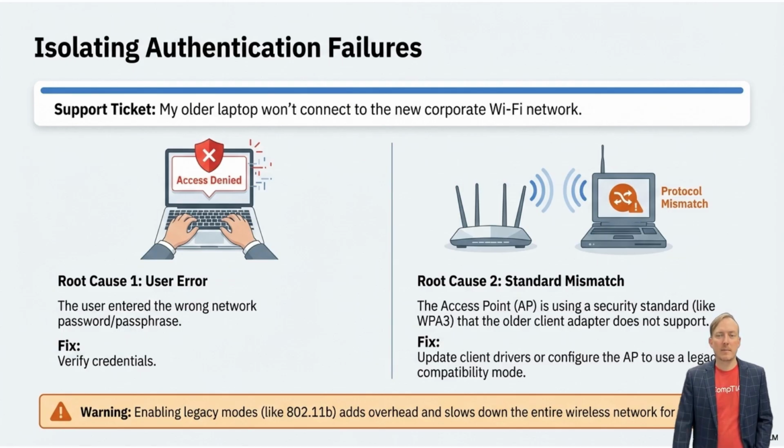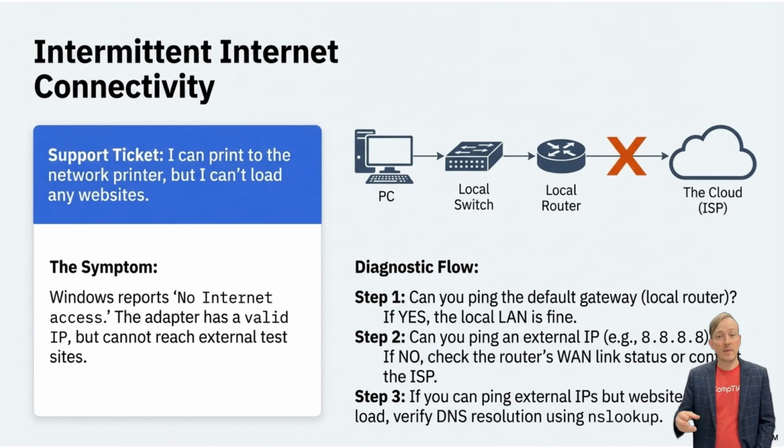However, warning: enabling legacy modes like 802.11b slows down the entire wireless network for everyone. What about intermittent internet connectivity? The user can print to a local network printer but can't load any websites. Windows reports no internet access because the adapter has a valid IP but cannot reach external sites.